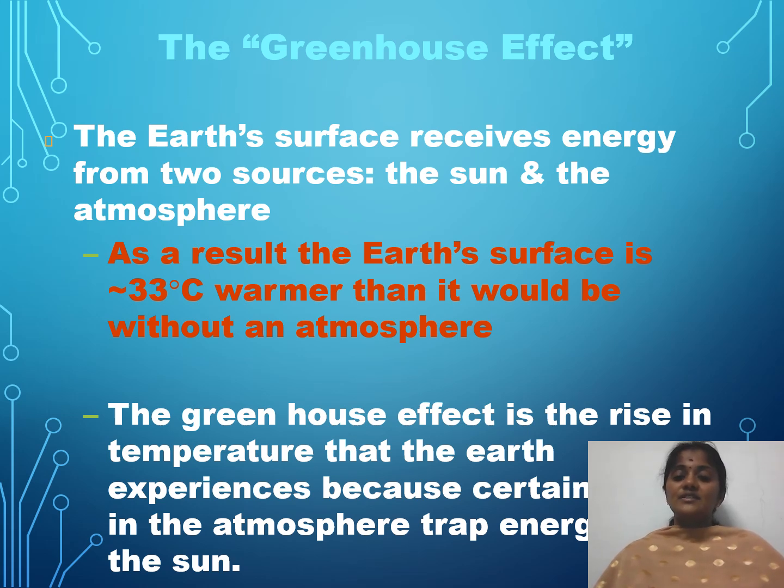The greenhouse effect. The Earth's surface receives energy from two sources: one is the sun and the other is the atmosphere. As a result, the Earth's surface is 33 degrees Celsius warmer than it would be without an atmosphere. The greenhouse effect is the rise in the temperature that the Earth experiences because of certain gases in the atmosphere that trap the energy from the sun.